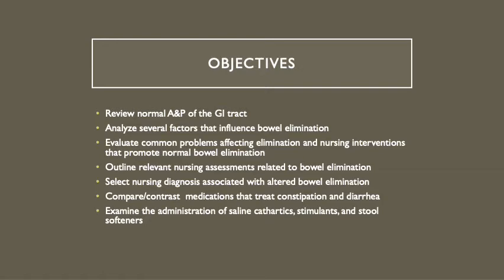First of all, it's always a good idea to review your normal anatomy and physiology of the system that you are about to study, because in reviewing the normal, then you're prepared to look at the differences that occur and the abnormalities. So the second objective we'll look at is analyzing several factors that influence bowel elimination, and there are several of those that we'll be looking at.